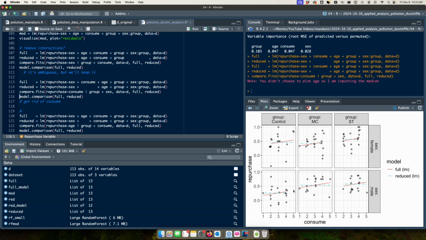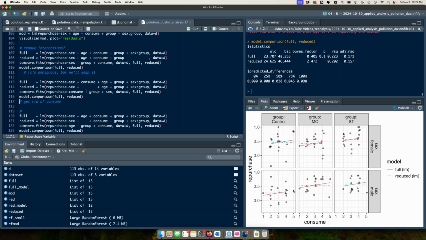The differences in the actual predictions aren't that large, though. So let's look at a model comparison. AIC favors the full, BIC favors the reduced, Bayes factor favors the reduced, p-value favors the reduced. R squared, we're only explaining 2% of the variance. Adjusted R squared favors the full.